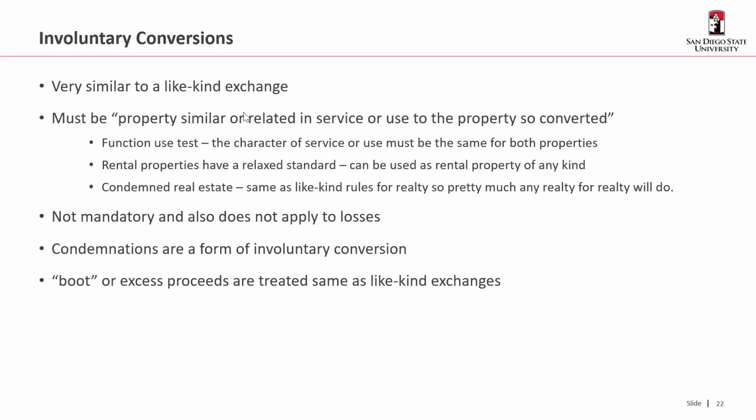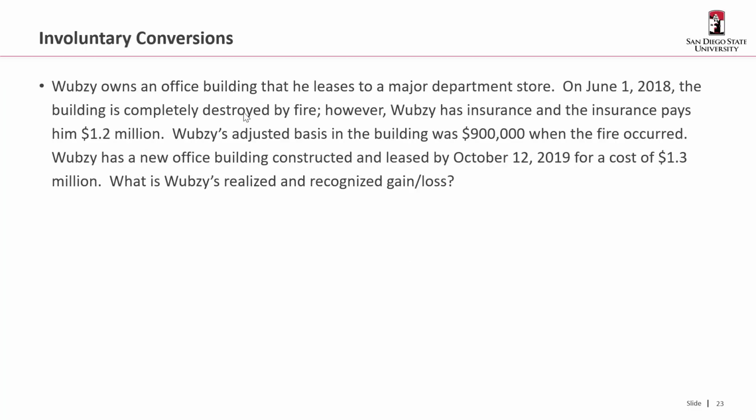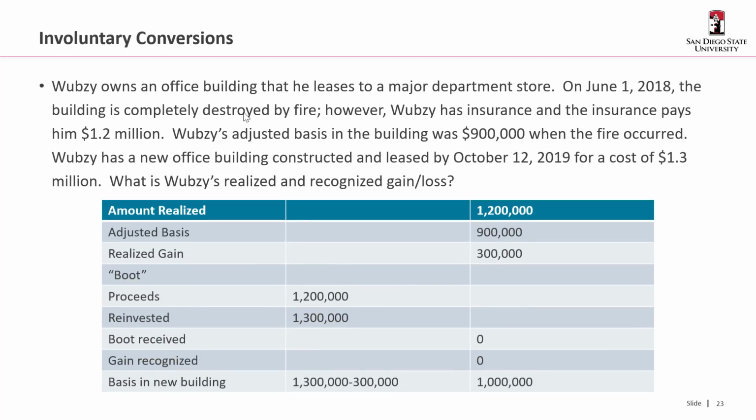So again, involuntary conversions function under very much the same principles as a like-kind exchange. So let's go back and look at Wubsy. Remember, Wubsy has this $1.2 million insurance payment. His adjusted basis was $900,000, and he turns around and builds a new office building for $1.3 million. So what is Wubsy's realized and recognized gain or loss?